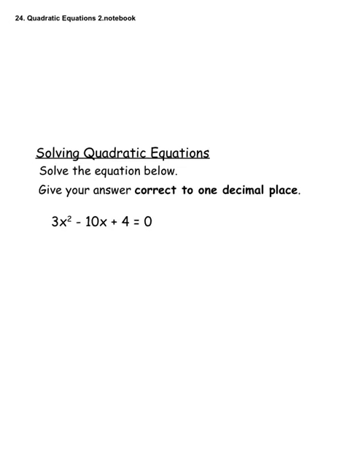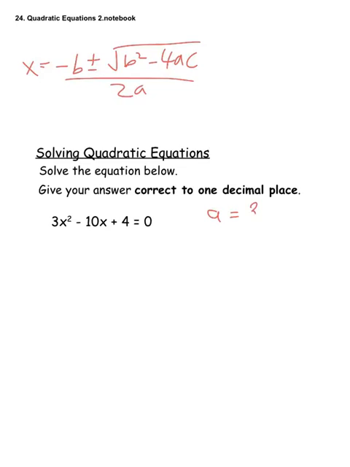Let's try one more example of this. I'm going to put in the equation at the top again. x is equal to minus b plus or minus the square root of b squared minus 4ac all over 2a. So here our a value is going to be the number of x squareds, in this case plus 3 x squareds. b is going to be the number of x's, that's minus 10, and c is going to be the number of units, that's positive 4.